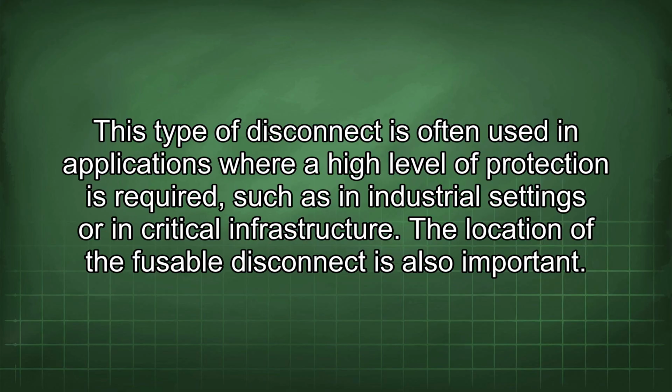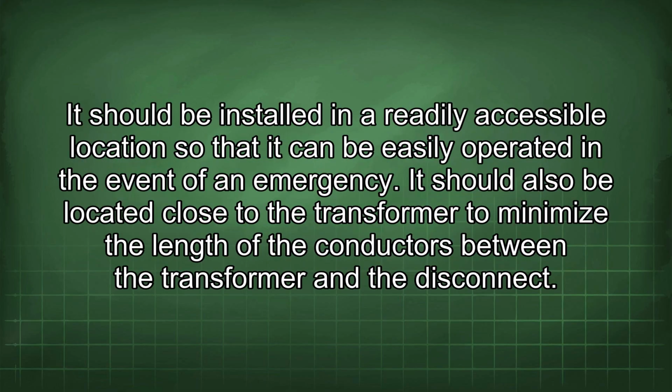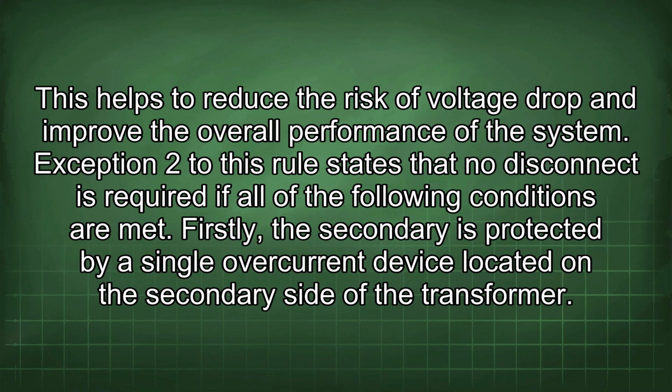The location of the fusible disconnect is also important. It should be installed in a readily accessible location so that it can be easily operated in the event of an emergency. It should also be located close to the transformer to minimize the length of the conductors between the transformer and the disconnect. This helps to reduce the risk of voltage drop and improve the overall performance of the system.